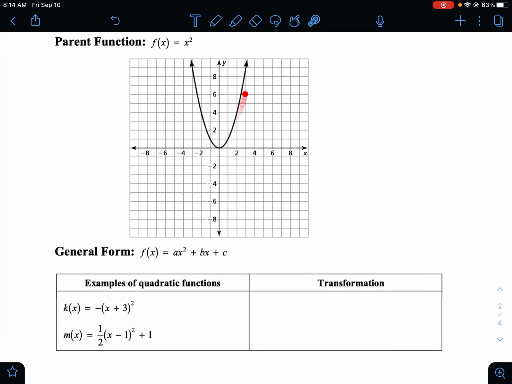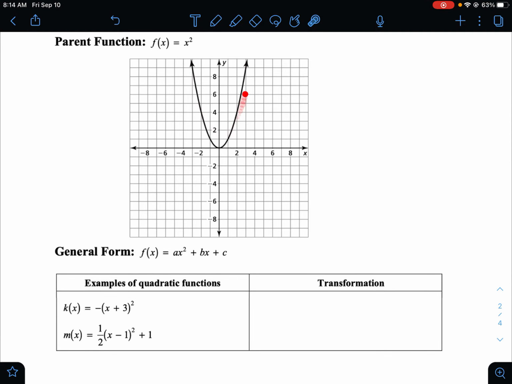On the outside here, since this is less than 1, this is going to be a vertical shrink by 1/2, or by a factor of 1/2. The negative 1 on the inside moves it right 1, and the positive 1 on the outside moves it up 1. Exact same transformations as you did with absolute values. The only difference here is it's quadratic.